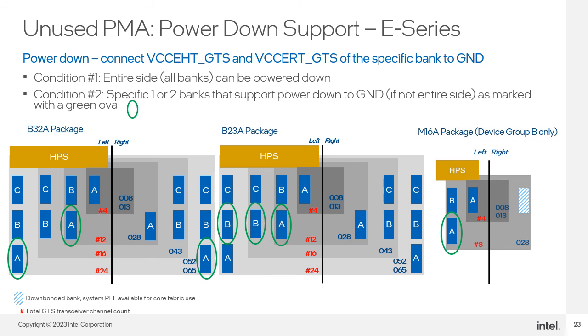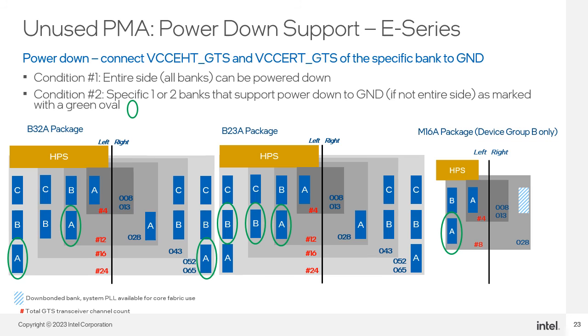Power down basically means grounding a particular bank. If you permanently do not need to use the channels in the bank, then the whole bank can be grounded. In order to do that, you can connect the PMA power rail, which is the VCCEHT_GTS and the VCCERT_GTS, to the ground. There are 2 conditions.